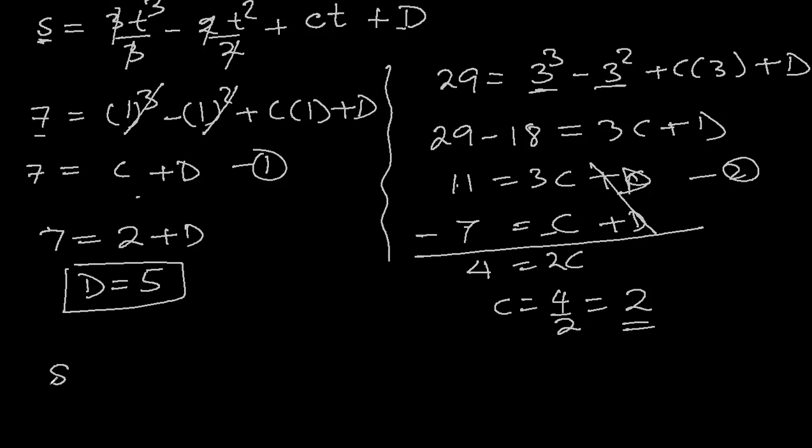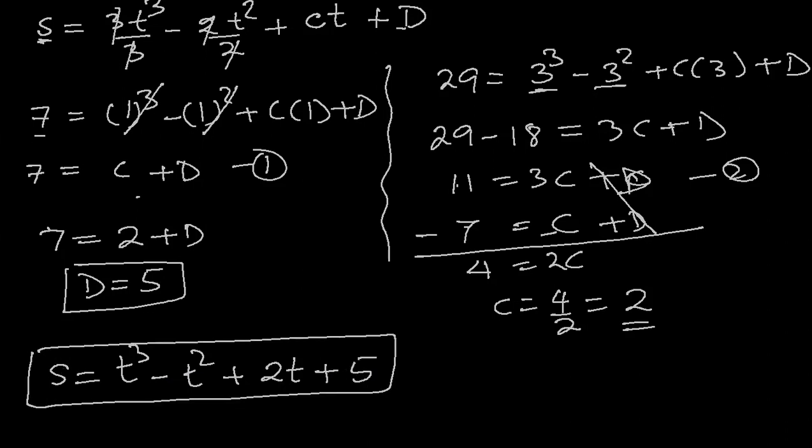Let's write the final equation, because they're asking to write an equation for displacement in terms of t. And we had t cube minus t square plus ct, and c is 2 now, 2t, and plus d, d is 5. This is the final equation of displacement.